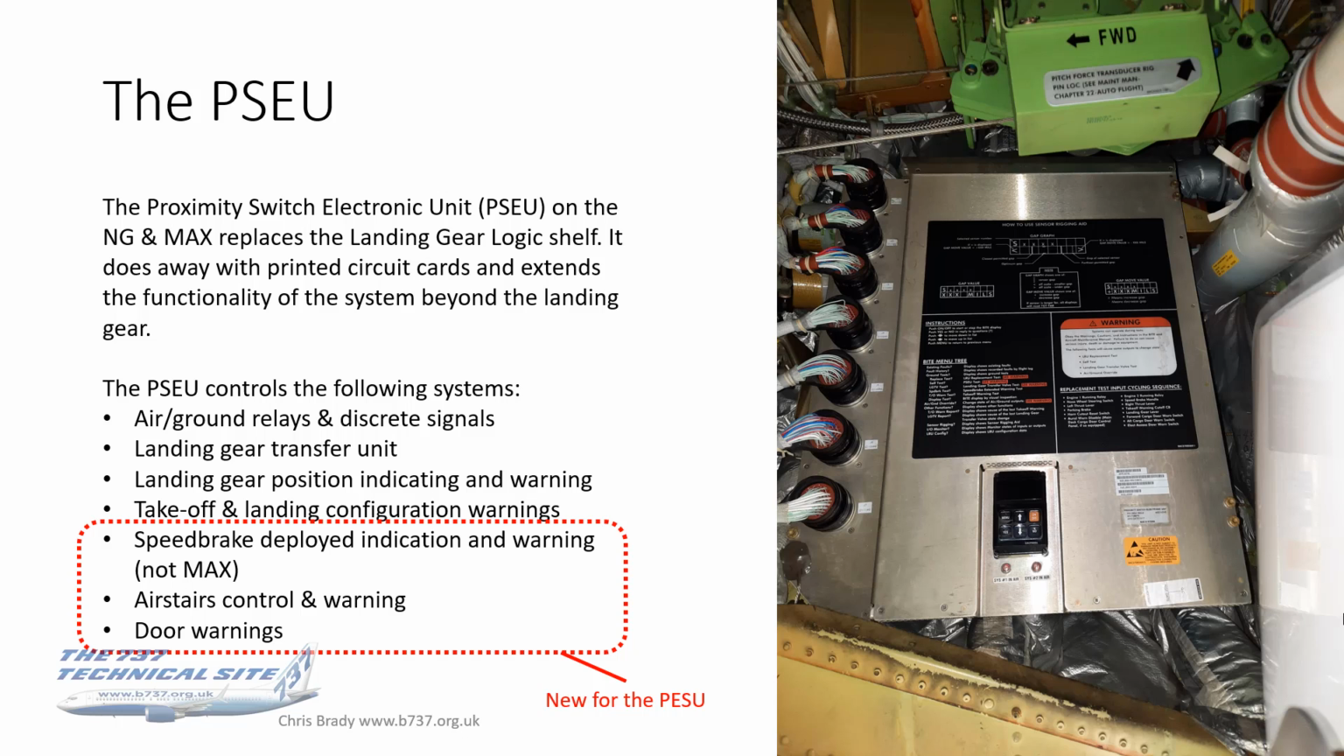So the PSEU, it controls the following. As you already said, air ground relays, landing gear transfer unit, landing gear position indicating warning, takeoff and landing config warnings. But in addition to what the PSEU now does, that the previous system on the classics and the originals didn't, it also handles the speedbrake deployed indication and warning, although not on the MAX. The airstairs control and warning, and the door warnings. So those features are the ones which are new for the PSEU.